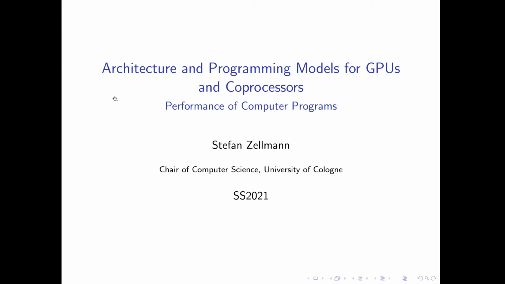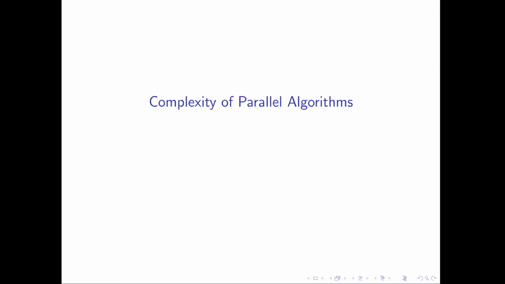Welcome all to session 5 of this lecture on architecture and programming models for GPUs and coprocessors. We are still talking about the performance of computer programs. While during the last sessions we had a very practical view on performance, we'll now take a step back and have a more theoretical view that will help us to better assess the complexity of parallel algorithms.